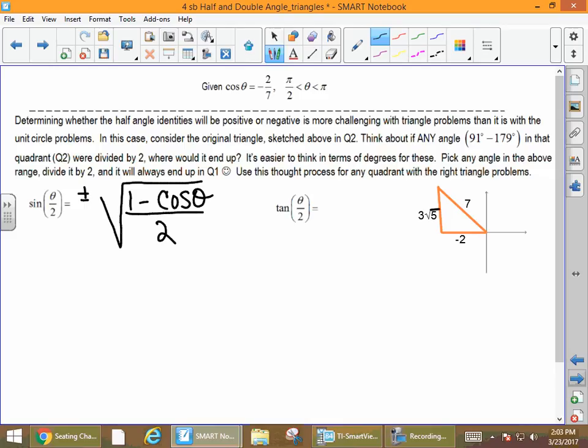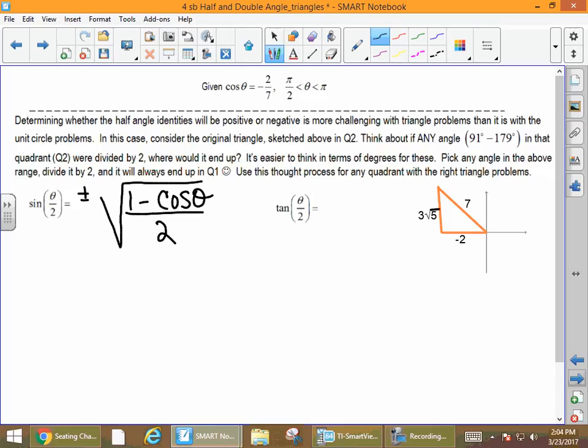But what we also need to figure out is, is our answer going to be positive, or is our answer going to be negative? Because we've got this plus or minus in front of the square root symbol, and it's either positive or it's negative. It's not both. So if we look up here at what the words say, it says determining whether the half angle identities will be positive or negative is more challenging with these types of problems than it is with the unit circle problems. But in this case, consider that the original triangle is sketched above in quadrant 2. So I've got the picture there.